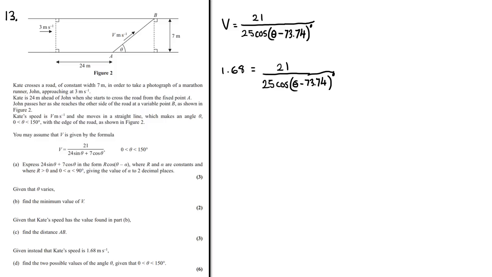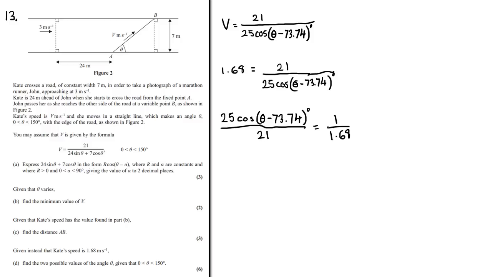So what I'm going to do is put the cosine on the left hand side. It doesn't particularly matter, but just so it looks a bit neater. So I'm going to get 25 cos theta minus 73.74 degrees, that'll be over 21, and that's going to be equal to 1 over 1.68. We've just flipped that side as well.